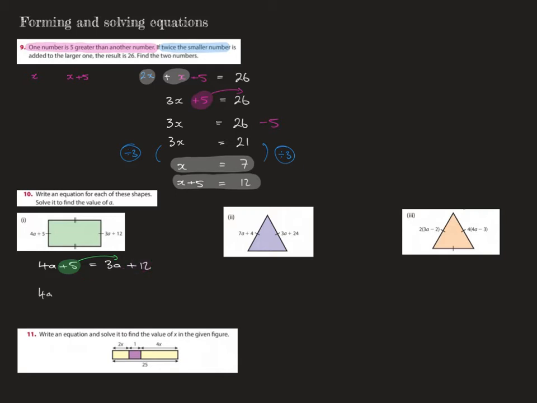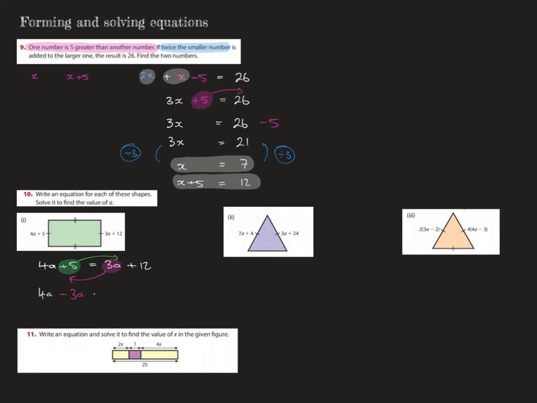I'm bringing all my a's to one side. So this is the one that's moving. Okay. So if I bring the a's across, I'll have all my a's at this side. And obviously if I bring the 5 across, I'll have all my numbers at this side. So here I have 4a minus 3a.